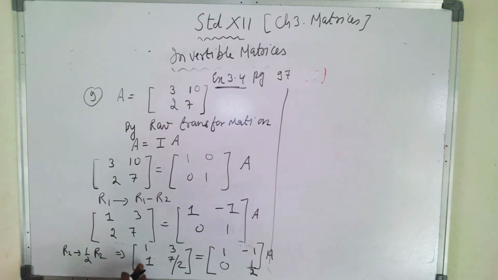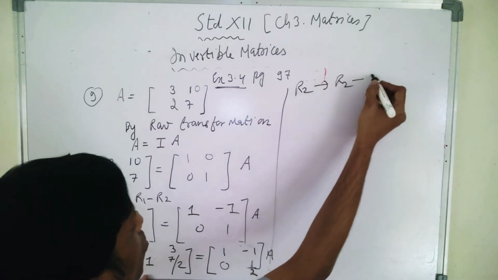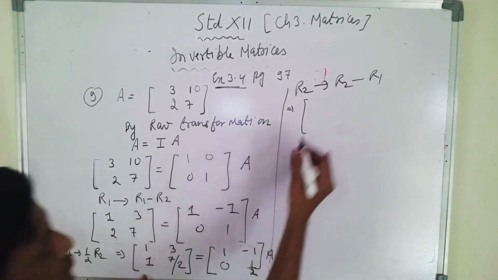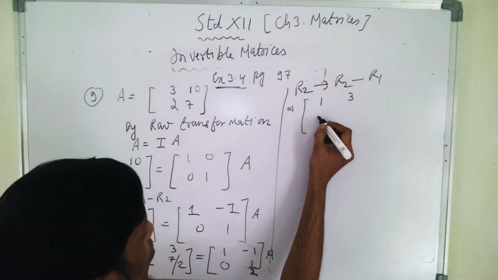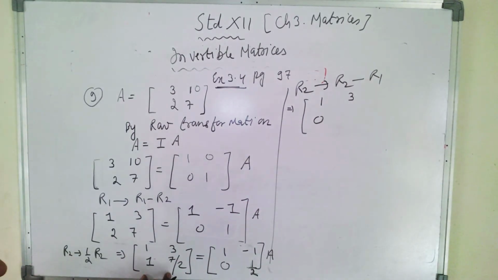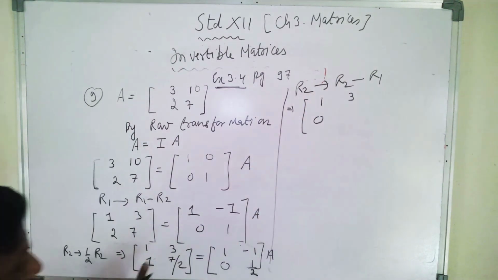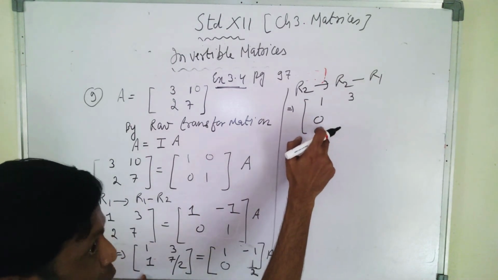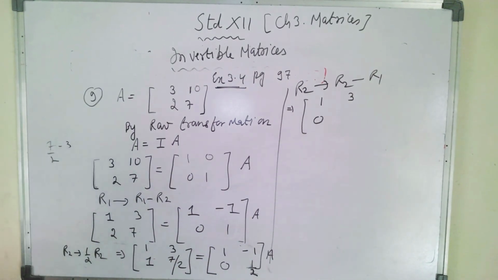Now R2 will again change as R2 minus R1. So R2 changes to R2 minus R1. So what will happen? There is no change in the row 1. It is as it is 1, 3. But now 1 minus 1 has become 0. And this is 7 by 2 minus 3. What transformation? R2 changes to R2 minus R1. So this is 1 and 7 by 2 is in the R2. So 1 minus 1 has become 0, which I am looking for. And this will become 7 by 2 minus 3. So 7 by 2 minus 3 is nothing but 7 minus 6, 1 by 2.